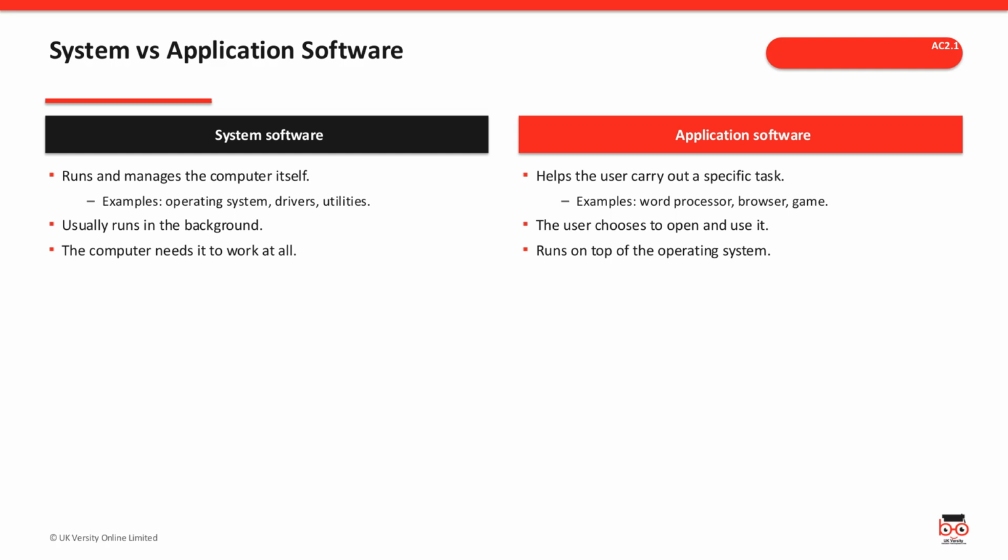Let's draw a clear line between system and application software. System software, the operating system, drivers and utilities, runs and manages the computer itself, usually quietly in the background, and the machine simply can't function without it. Application software, on the other hand, helps you carry out a specific task: a word processor, a browser, a game. You choose to open an application when you need it, and it runs on top of the operating system. One keeps the machine going, the other gets your work done.